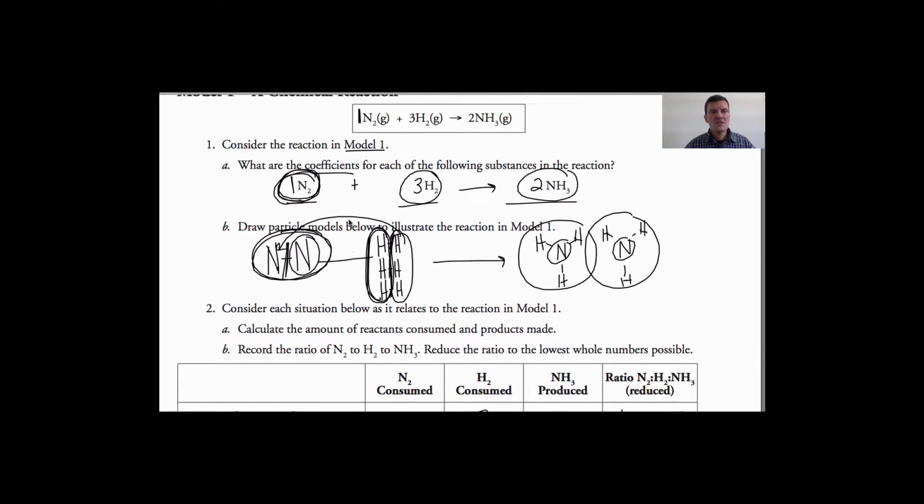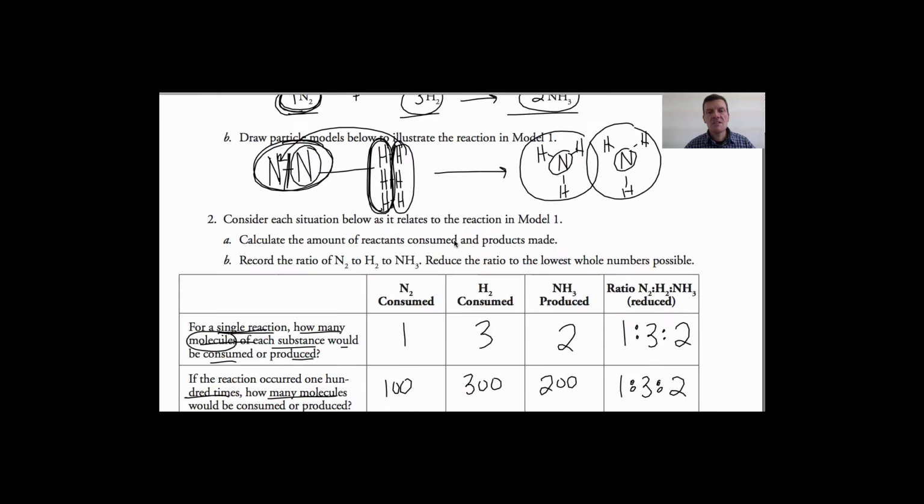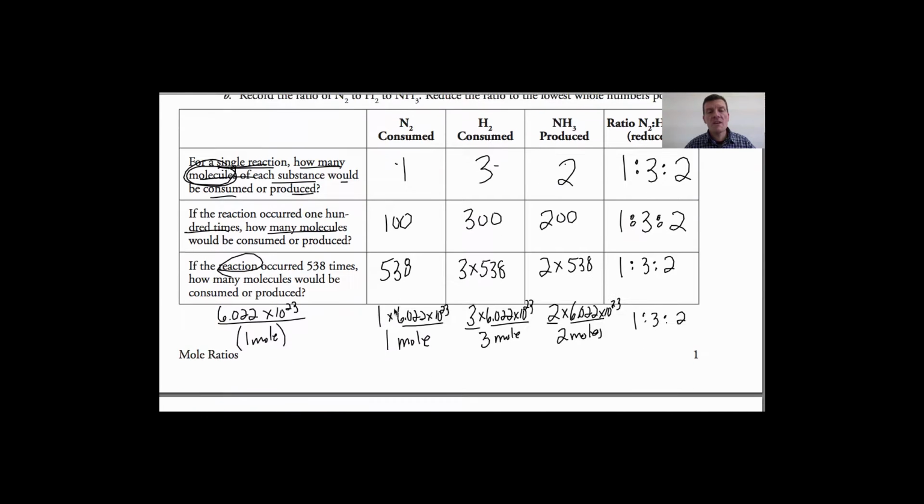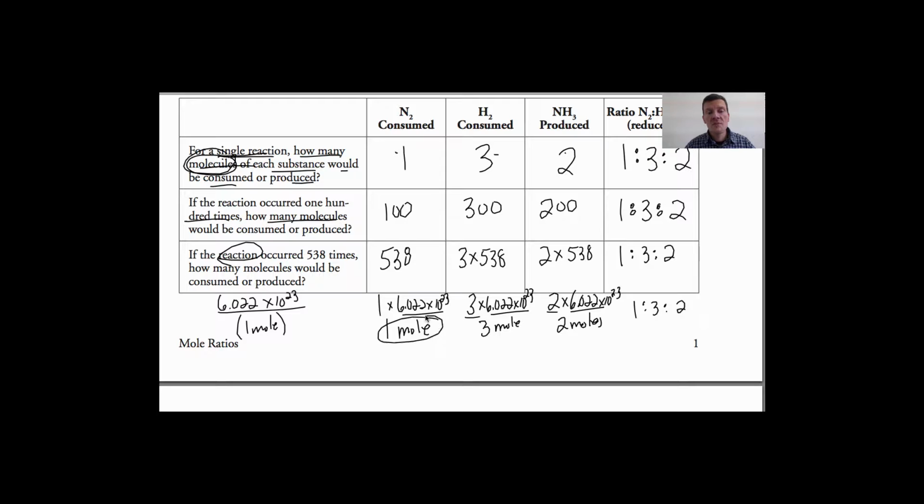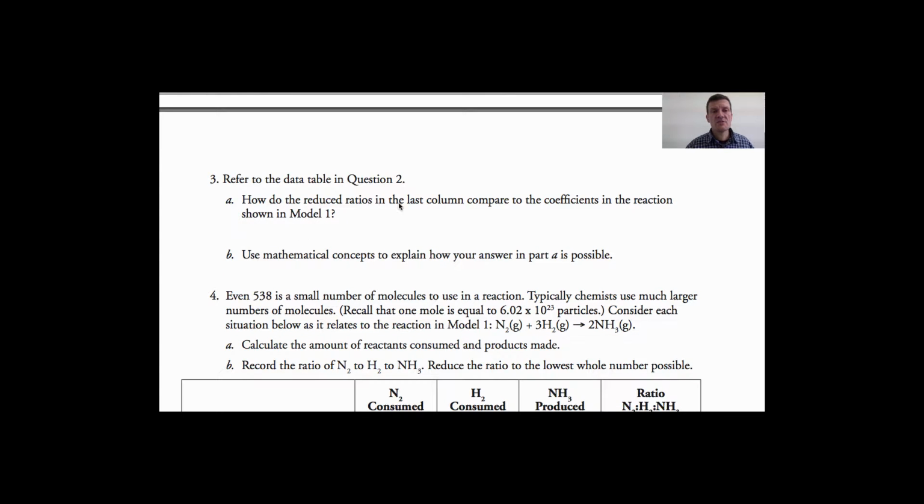So these coefficients up here, I'm probably answering some of the questions that we're going to get to. These coefficients right here, they can refer to individual molecules, 1, 3, and 2, or they can refer to number of moles of molecules, 1, 3, and 2. Okay? How do the reduced ratios in the last column compare to the coefficients in the reaction? They are exactly the same.